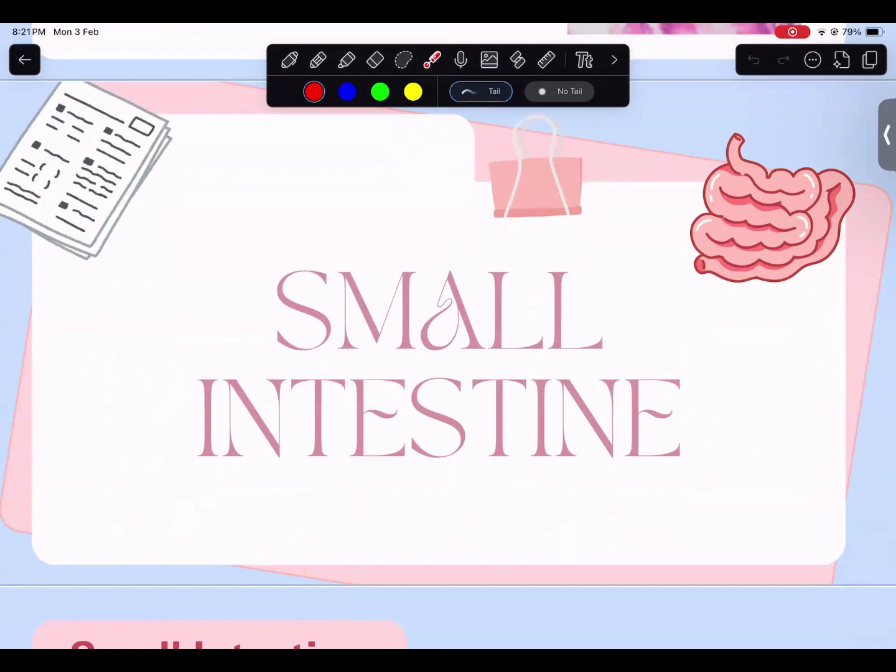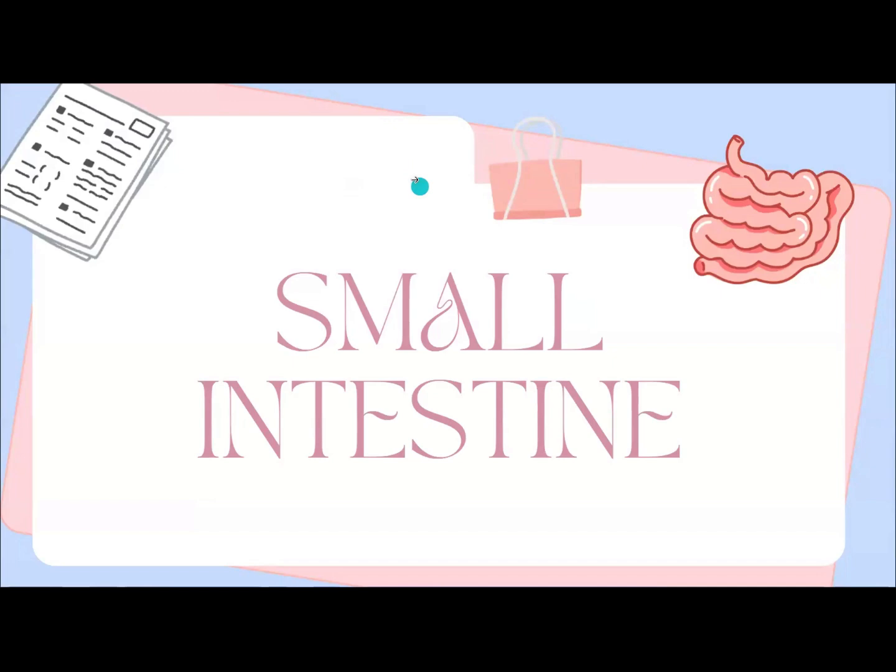That's pretty much it for my part. Now Adam's going to take over and explain the small intestine, the large intestine, the anal canal, and the rectum. Okay, perfect.